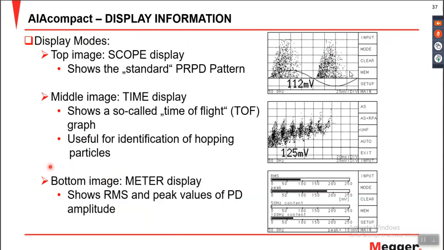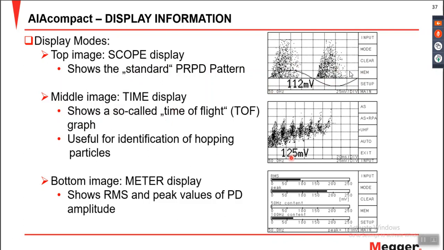And once you are connecting this instrument to GIS, the instrument has a built-in display which has different display modes, where the first mode is a scope mode, where you can identify the PRPD patterns in gray form directly on the instrument.